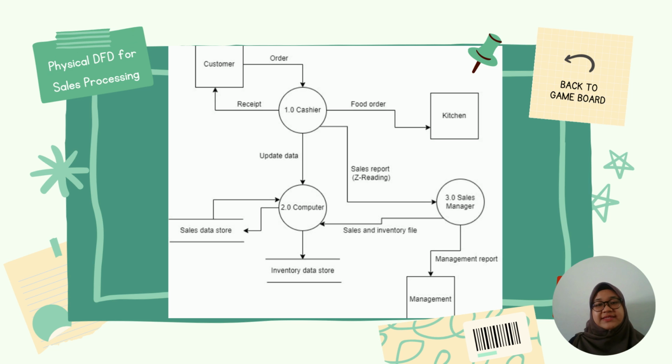So the first flow is the customer will give an order to the cashier, then the food order will be transferred to the kitchen, then the customer will get a receipt from the cashier. The cashier will update the data and sales report to the computer and sales manager. Next, the computer will update the sales and inventory data store. Lastly, the sales manager will update the sales and inventory files and prepare a management report to the management.